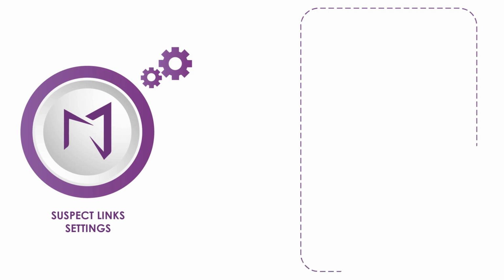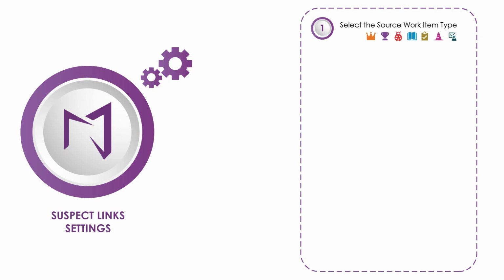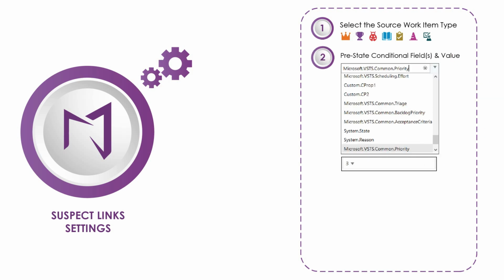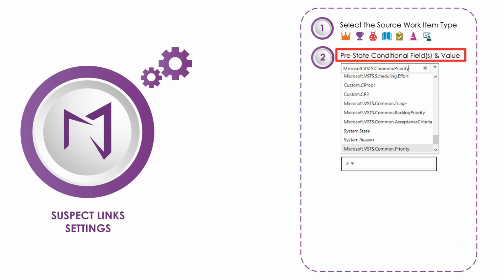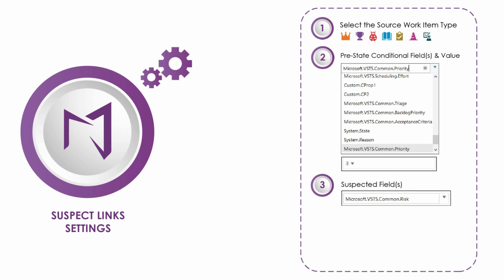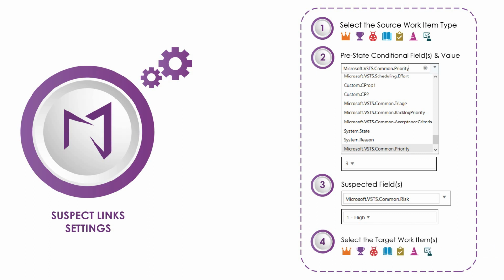To configure the suspect links in Requirements4DevOps, the user first needs to select the source work item type. Multiple work item types can be selected here by the user. Once the source work item type has been selected, the user has to select a pre-state conditional field and define its value. Unless the source work item meets the pre-state condition, the project won't be scanned for suspect links. The third step is that the user has to select the field that is suspected of any changes and assign it one or multiple values. The last thing to do is to select the target work item types, which are to be marked as a suspect if the above conditions are met.